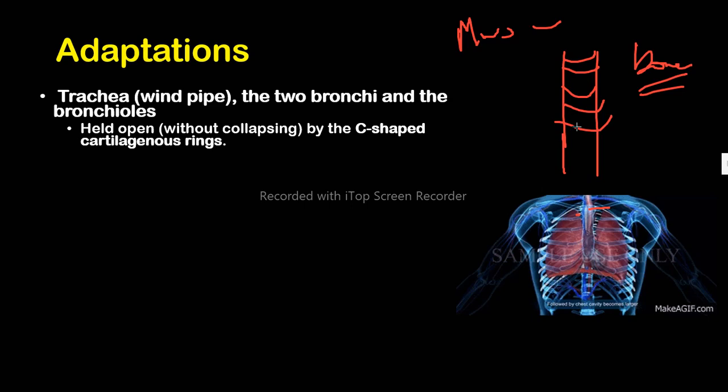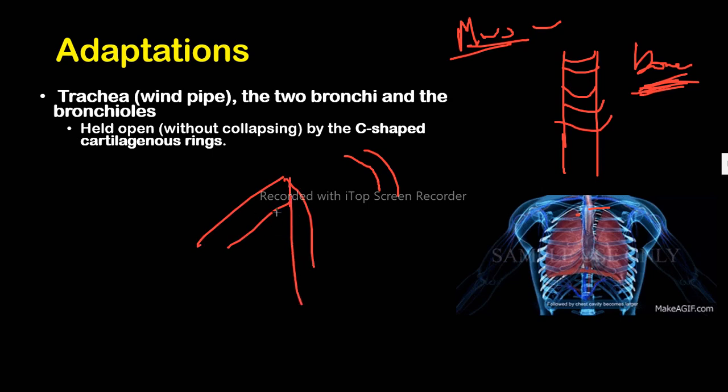Now, if your trachea is made up of a bone, how is it going to bend? If your trachea is made up of a muscle tissue, yes, it will bend, but won't the opening be covered completely? Something of this kind. Won't this opening be covered completely, okay? So think about that.